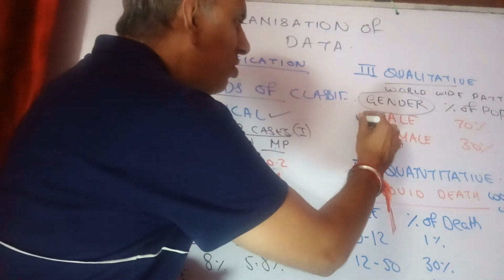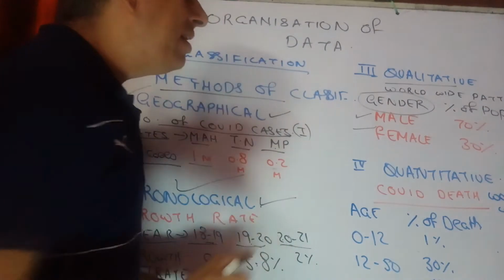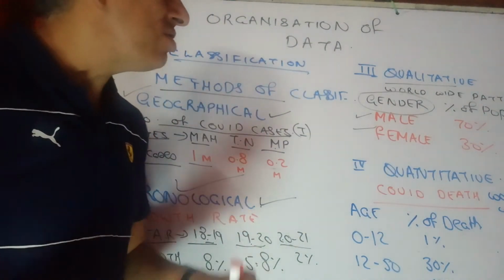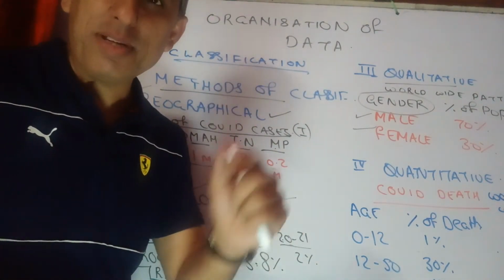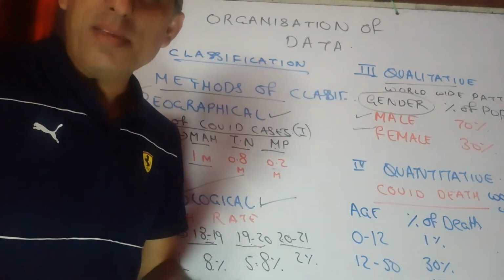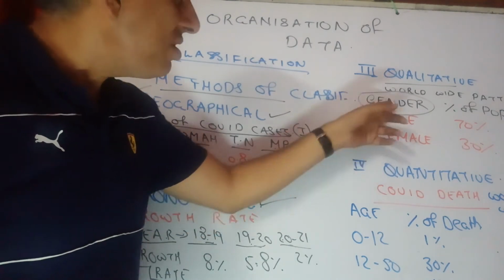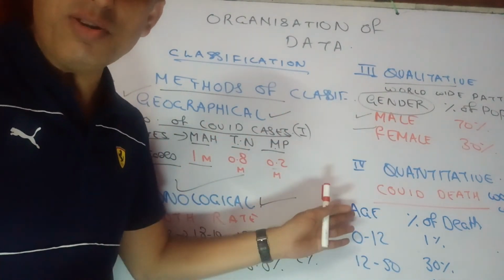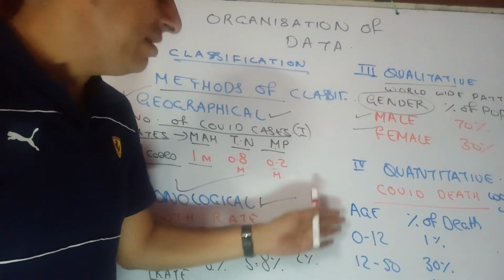So when you express a particular classification on the basis of qualitative features, abstract nouns as such, for example gender, level of intelligence, then we call it qualitative classification. Last but not the least, the quantitative one.